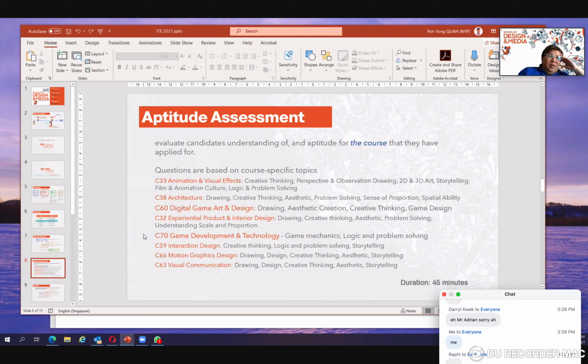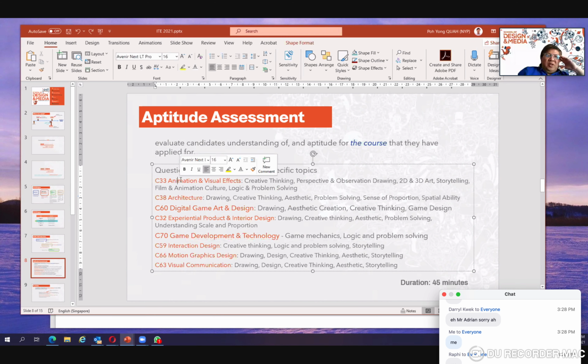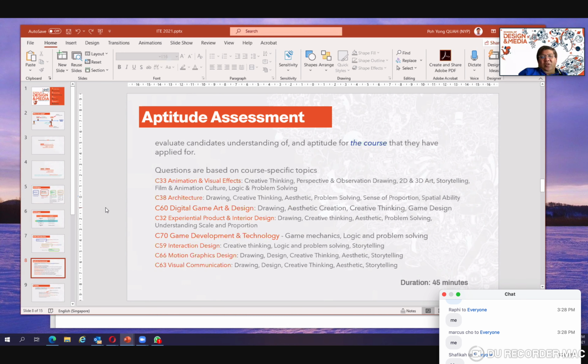For example, you're an interaction design student, then you're going to take up animation and visual effects. Then it will take a bit longer because there are some things that you may not be familiar with. But the questions are quite straightforward.